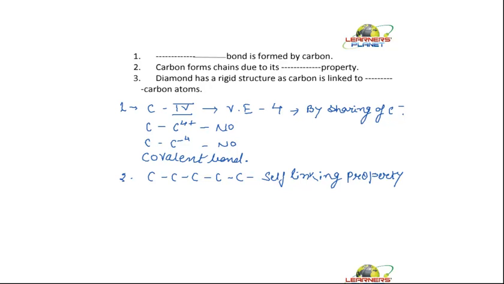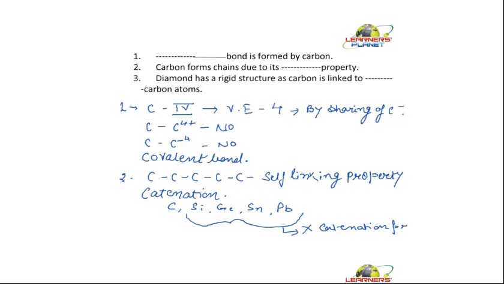And what is the self-linking property called, students? It is called catenation. So catenation is a self-linking property, and catenation property is present only in the first atom, that is only in carbon. It is not present in silicon or germanium or tin. The rest of the members of this group are carbon, silicon, germanium, tin and lead. These elements do not have catenation property. So the answer of the second question would be catenation.